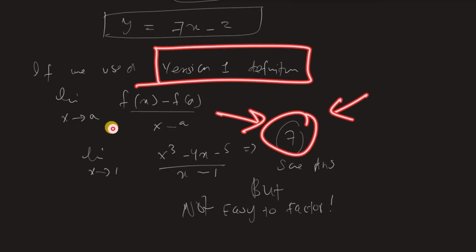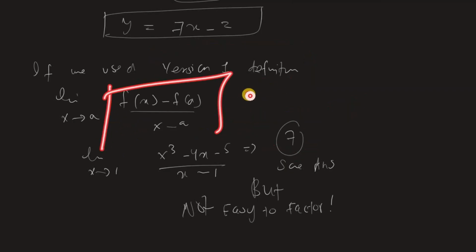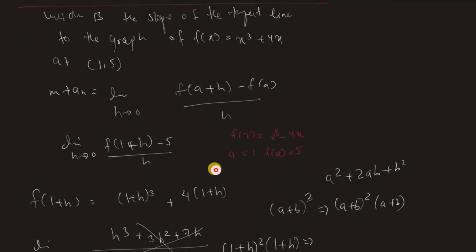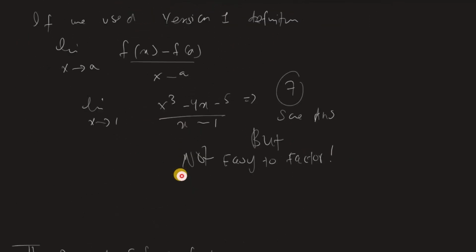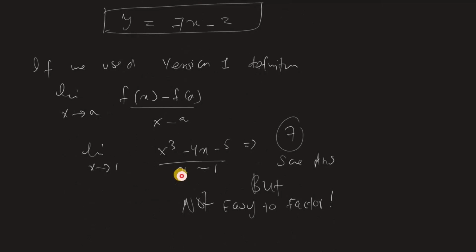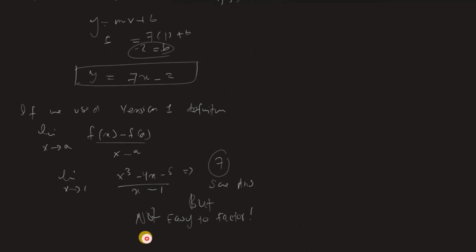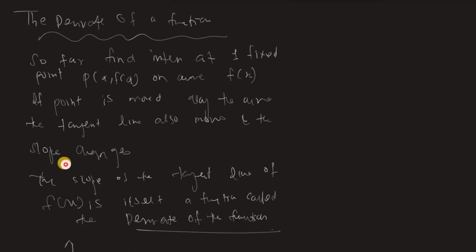But why do we use the second definition? Because the second version makes our life so much easier, because it's easier to factor this one. All right, so the derivative of a function.